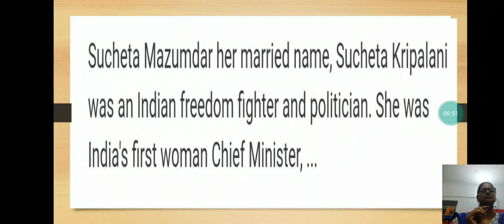Now Sucheta Mazumdar. Actually, she was Sucheta Kriplani, an Indian freedom fighter and politician, and she was the first woman chief minister of Free India. This is the picture of Sucheta Kriplani.